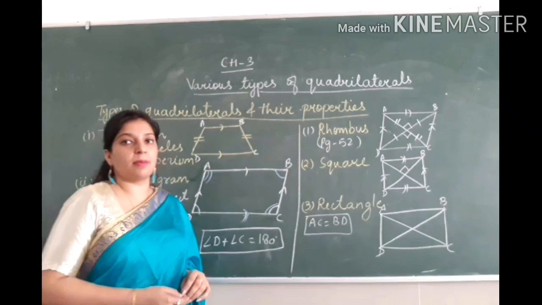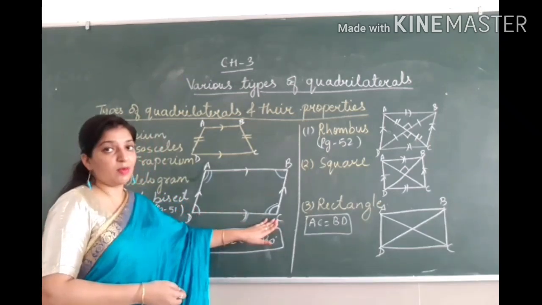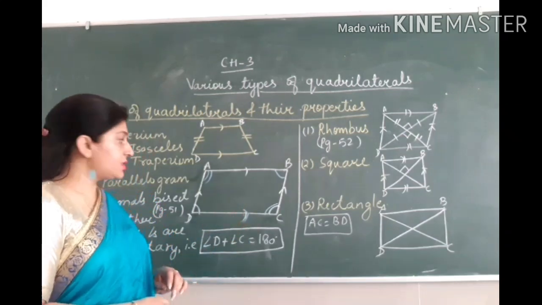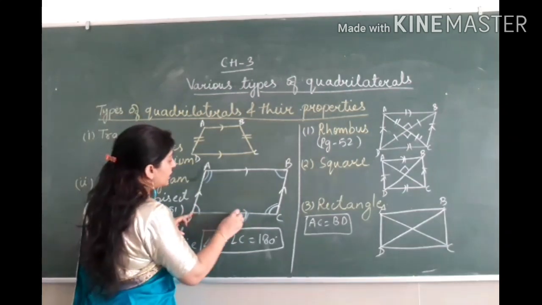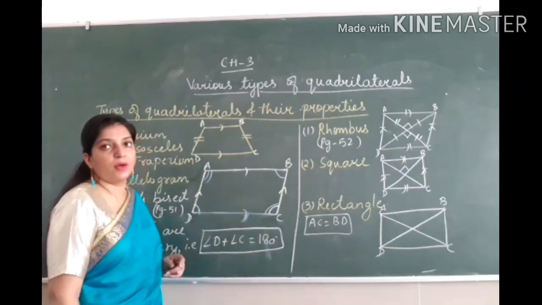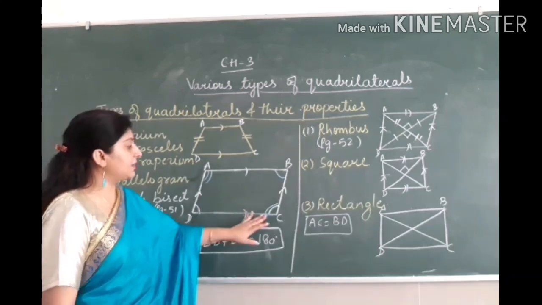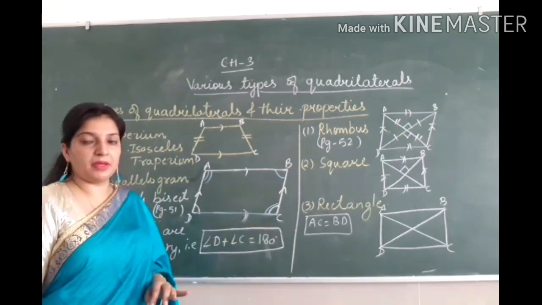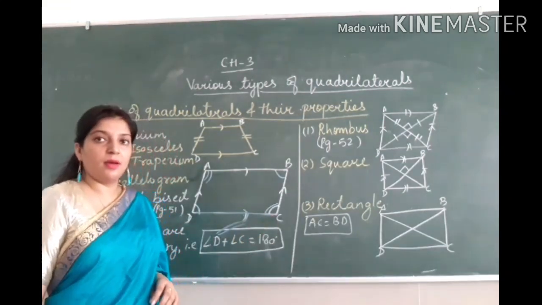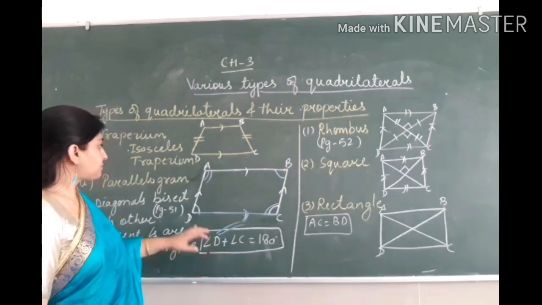Adjacent angles are supplementary. That is angle D and angle C. The sum of these two angles would come out to be 180 degree. Why is it so? Because they are forming a linear pair of angles. These two angles both lie on the same straight line. Therefore, angle D and angle C, they are supplementary angles. This is a very important property which we are going to use in our problems in the exercise. So you have to remember this one.